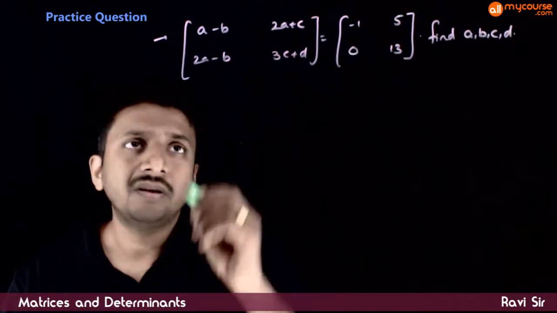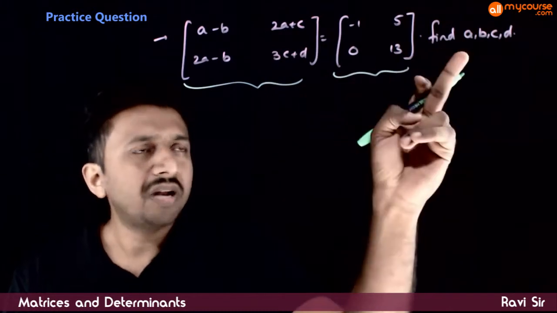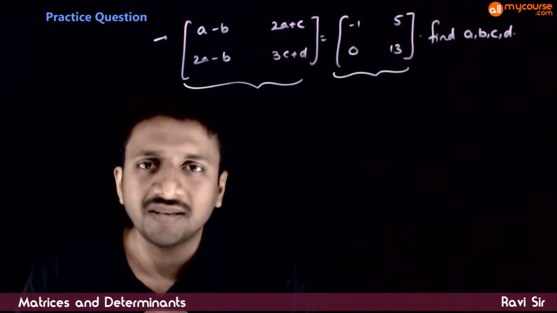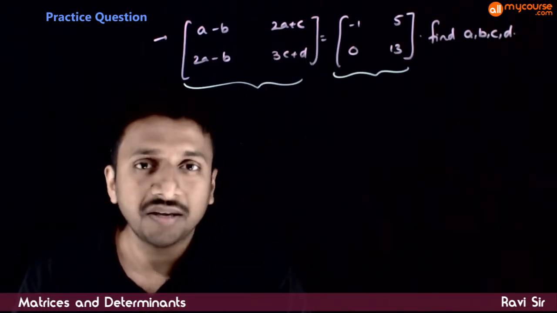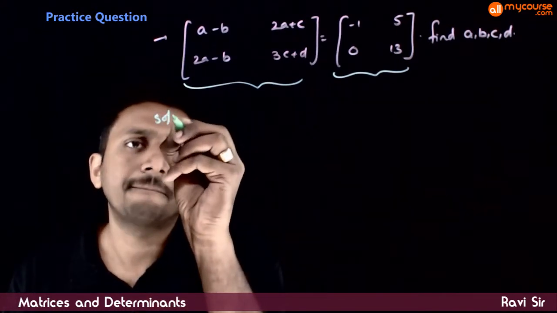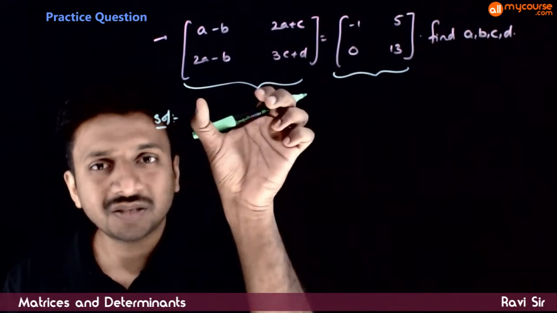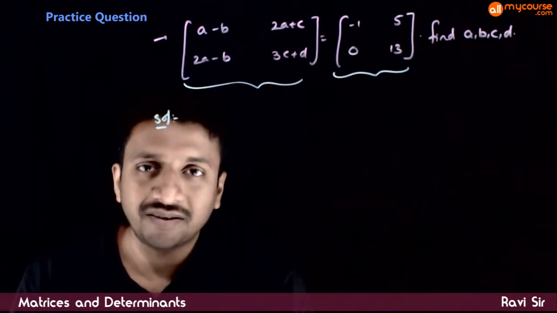So in this question, again you're given that this matrix is equal to this matrix. It asks to find unknowns A, B, C, D. So this is also a similar question to the previous question. So what are the required conditions for this matrix to be equal to this matrix?